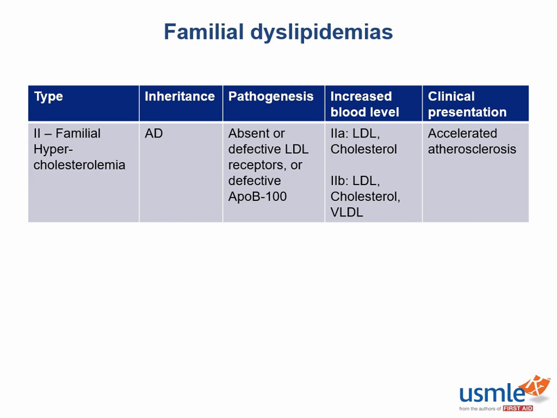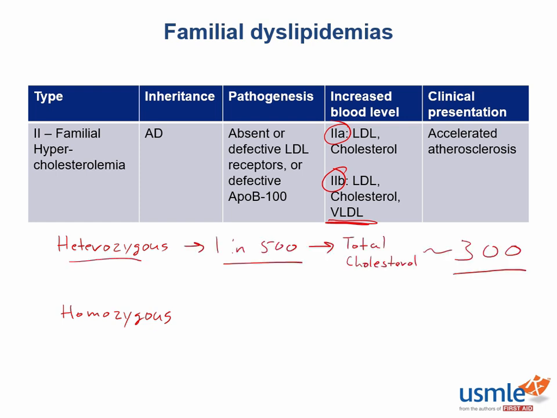Now there are a few other things we need to talk about before we wrap up familial hypercholesterolemia. The first thing here is that there are two types of familial hypercholesterolemia, type 2A and 2B. The only real difference here is that type 2B has increased levels of VLDL, as well as LDL and cholesterol. Another important association to remember is that you can have a heterozygous as well as a homozygous form of this disease. Now the heterozygous form is fairly common, and it's seen in about 1 in 500 people and presents with a total cholesterol level around 300. And the homozygous form is quite rare, and it shows up with total cholesterol levels around 700.